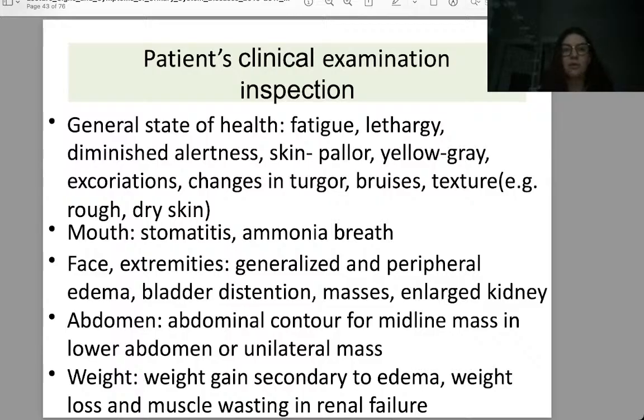General inspection of patient. In general state of health, the most typical are fatigue, lethargy, diminished alertness, skin pallor, yellow-gray color, excoriation, changes in turgor, bruises, texture like rough or dry skin.